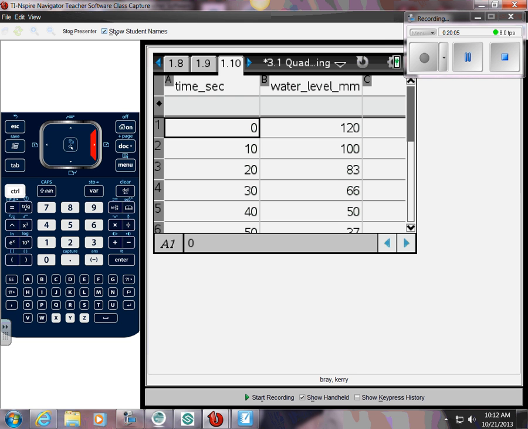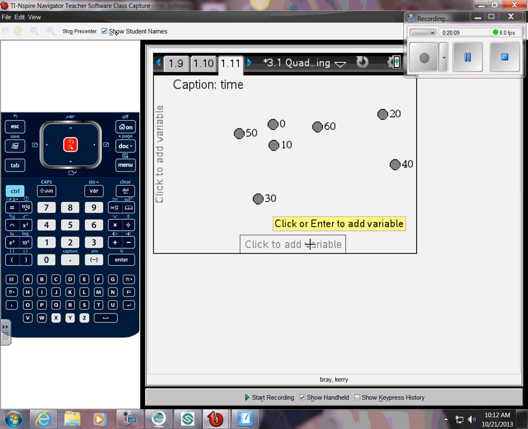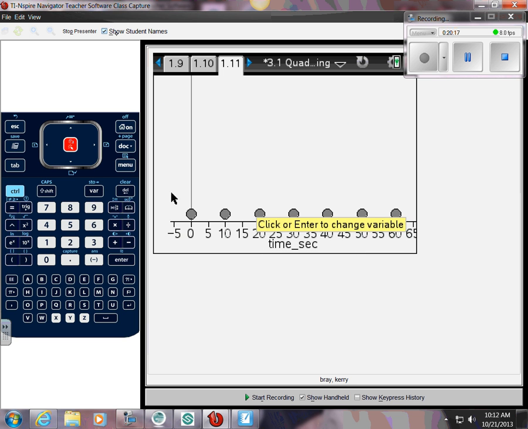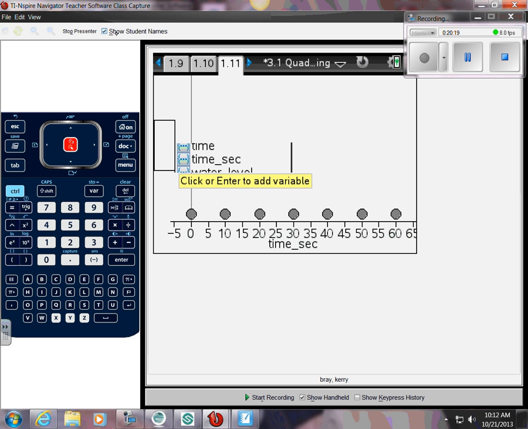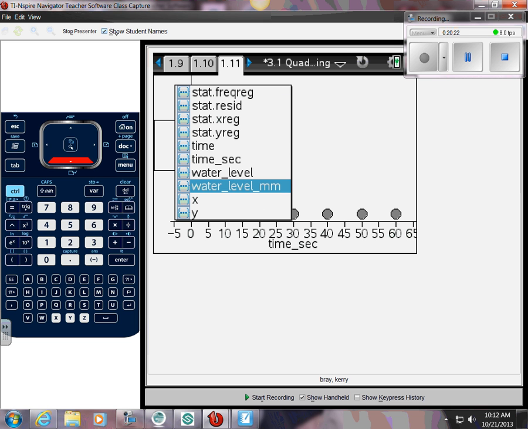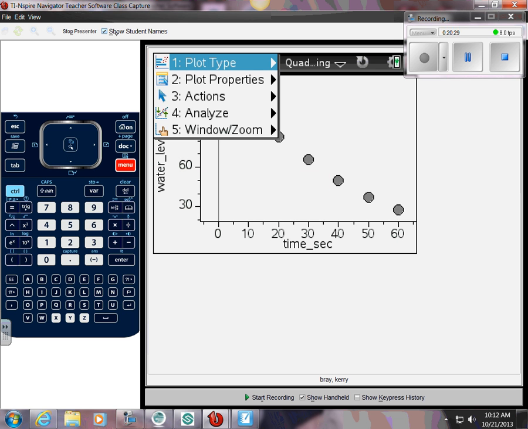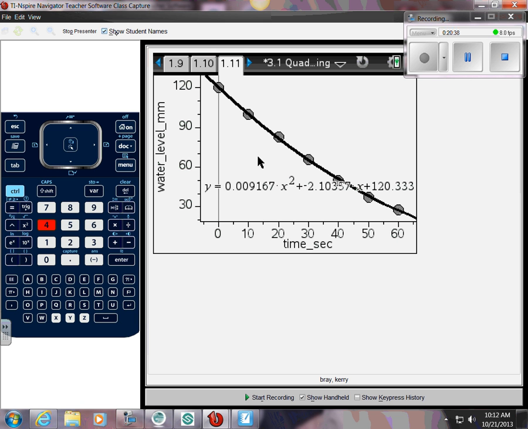Control doc, and you're going to add a data and statistics. Good. What was my domain? Time in seconds. Good. Make sure that your domain matches what was in your table. What was your range? Go ahead and find my regression, please. And then just wait, please.